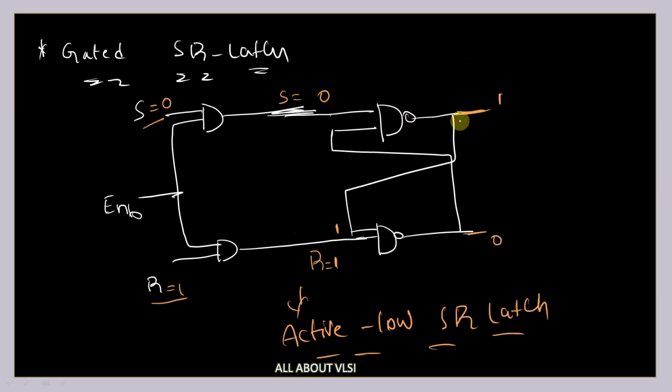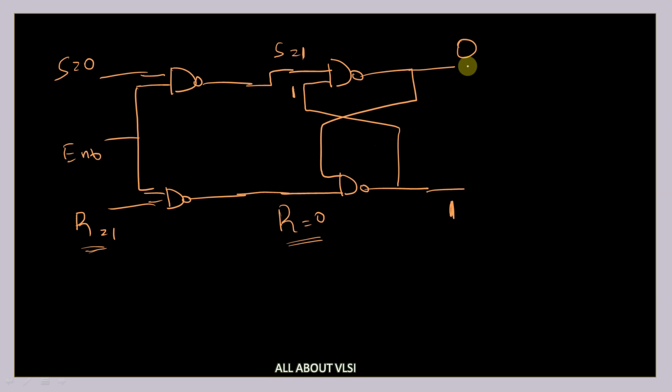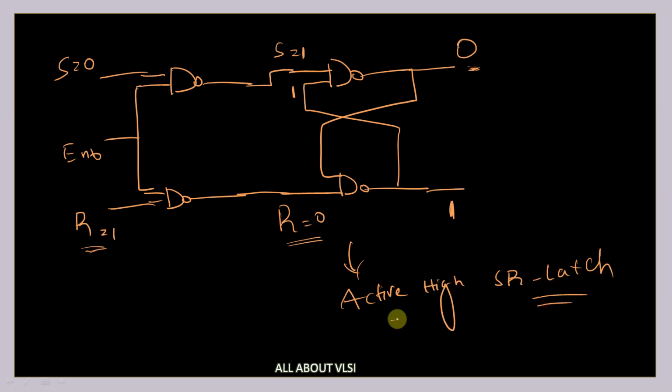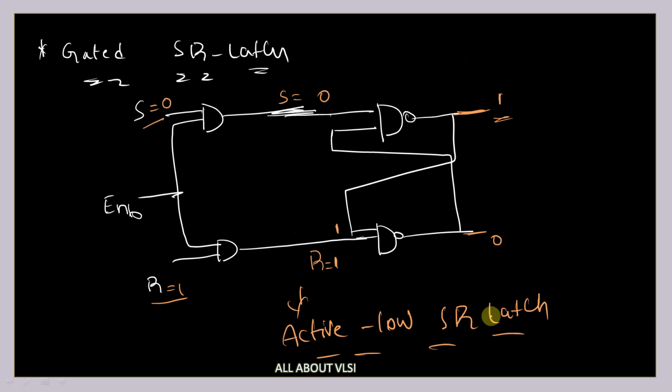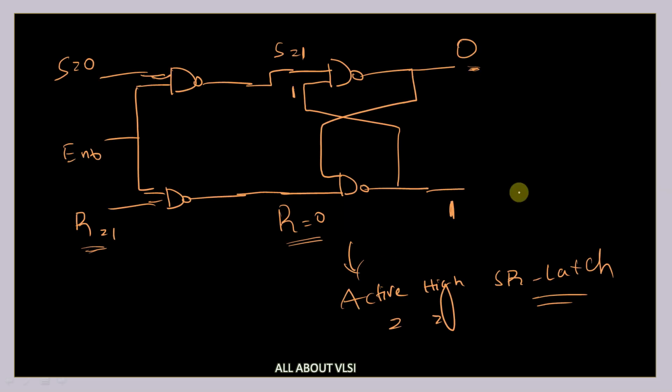See the difference? In the previous case you are getting 1. Now here you are getting 0. So this is acting as an active high SR latch. So if you are using NAND gates with your enable signal, it is acting as an active high SR latch. But if you are using AND gates with your SR latch, then it is acting as your active low SR latch. So this is the difference you should be noting. So is this clear? Any doubts or any queries here?